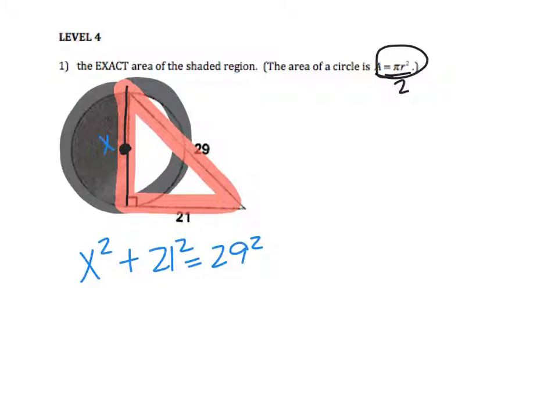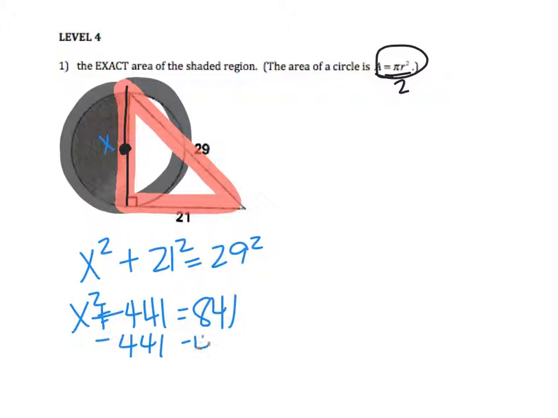Let's see, 21 squared is 441, I believe. Yep. Plus 29 squared is 841. I'll subtract. That's going to give me 400. Let's see if that is able to be square rooted. It is. So x is going to equal 20.